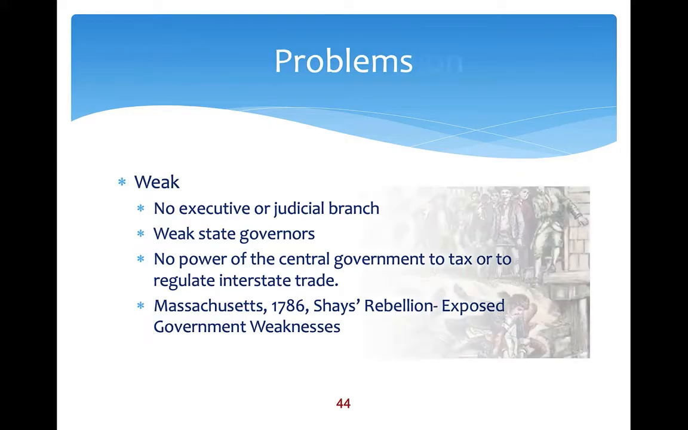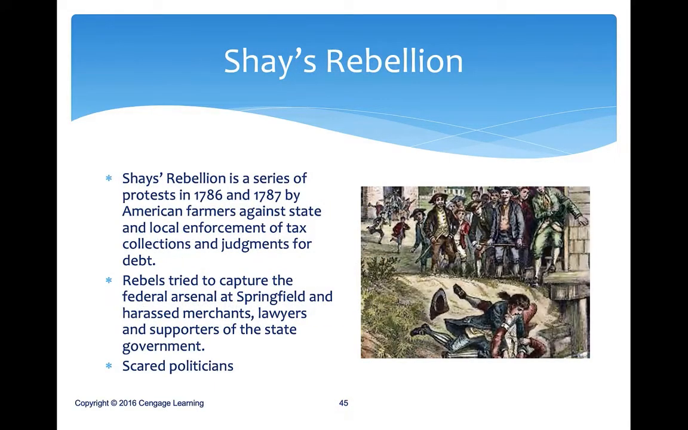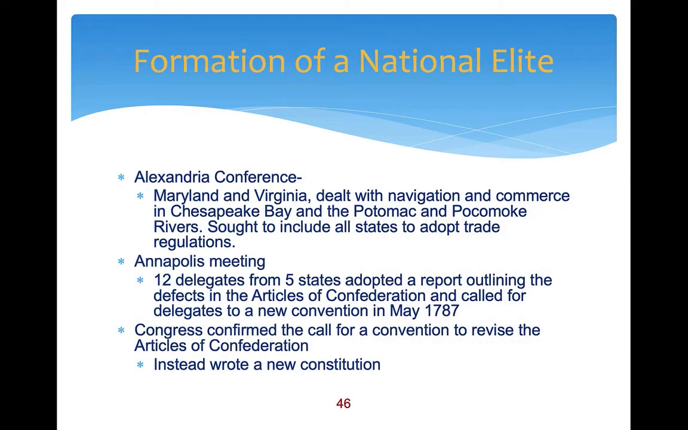And then we had Shays' Rebellion, which exposed the government's weakness, where a series of protests in 1786 and 1787 by farmers actually scared the government. Rebels tried to capture the federal arsenal at Springfield. They were a bunch of people that were debtors, and back then, if you had debt, you could possibly go to debtor's prison. They captured the federal arsenal at Springfield, Massachusetts, harassed merchants, lawyers, and supporters of the state government. And this scared politicians because they really had no way to approach this.